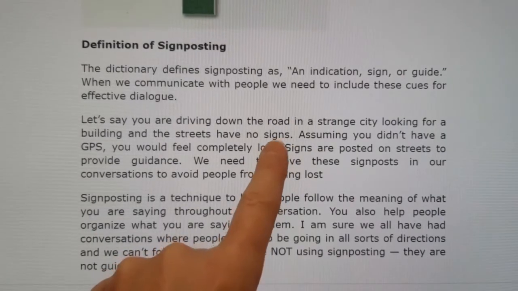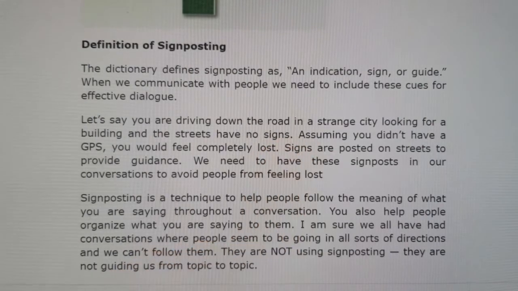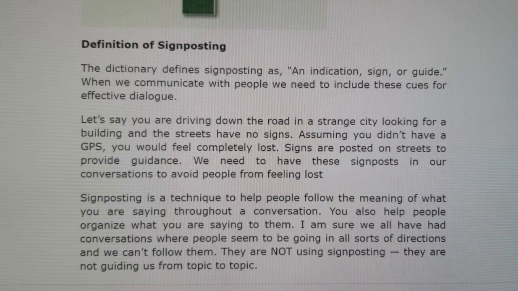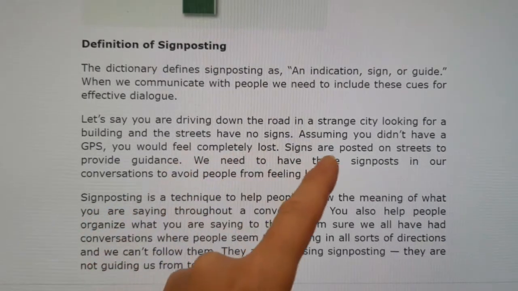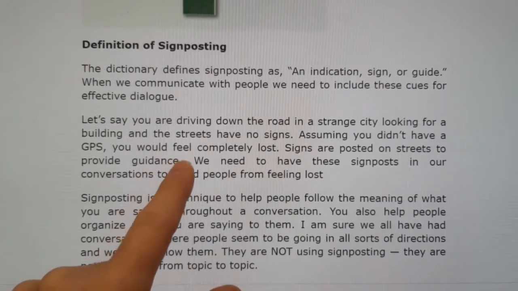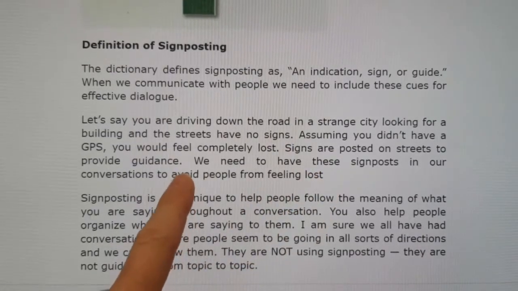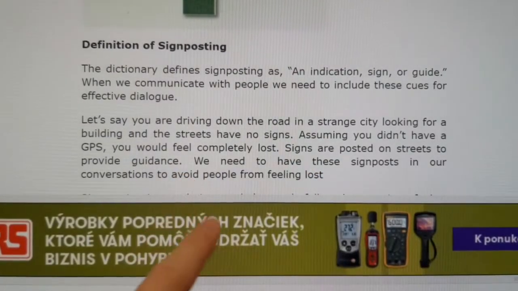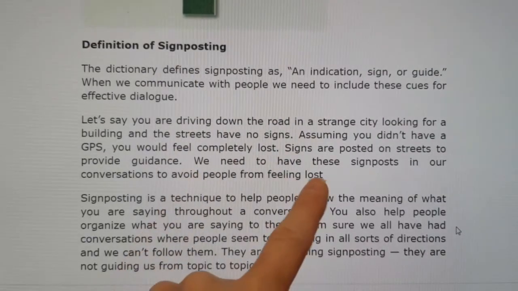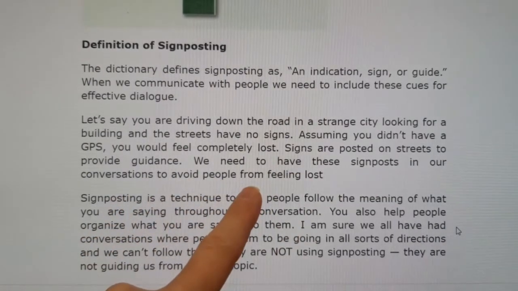It happens actually a lot when I'm driving around in Petržalka and I am looking for a certain shop or an address of some sort, and very often I can't find the name of the street. So signs are posted on streets to provide guidance. It's a sprevod. We need to have these signposts in our conversations to avoid people from feeling lost.